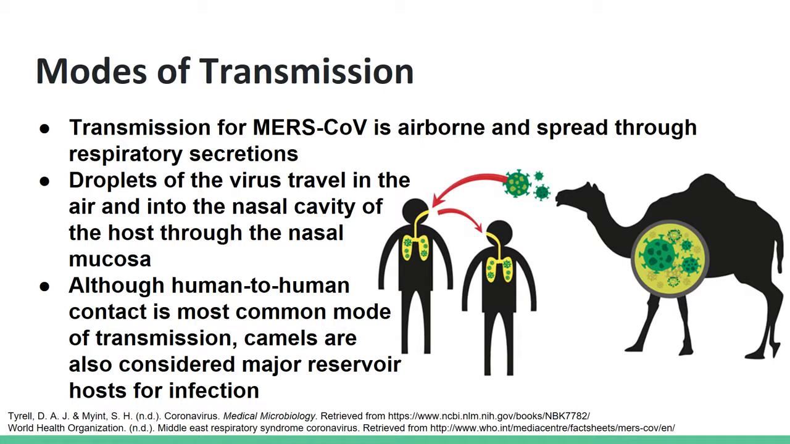MERS-CoV, like all the other coronaviruses, is spread through respiratory secretions from sneezing and coughing, making it airborne. Droplets of the virus travel in the air and into the nasal cavity of the host through the nasal mucosa. Once the virus enters the nasal cavity, it replicates itself in the cells of the ciliated epithelium, causing cell damage and inflammation. Although most cases of MERS-CoV are linked to human-to-human contact, there are several cases where humans have also contracted the virus through contact with camels.